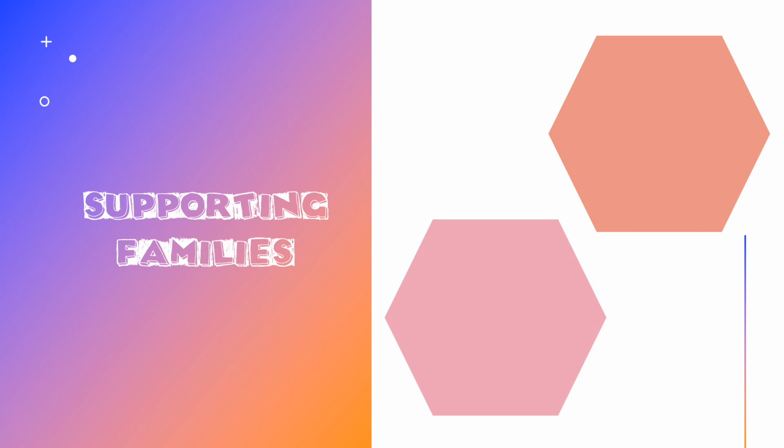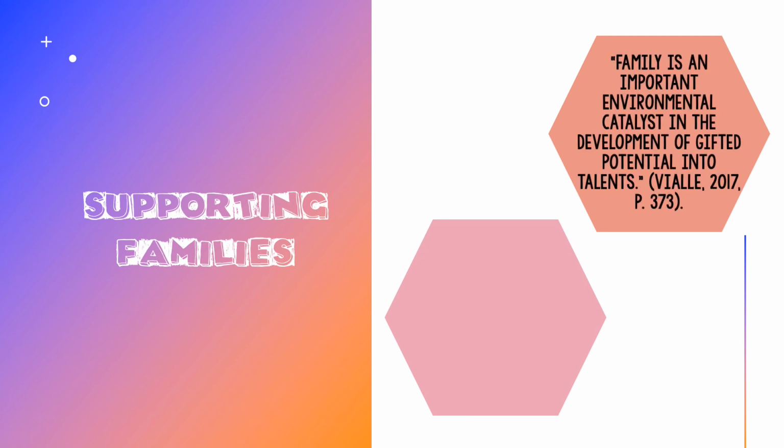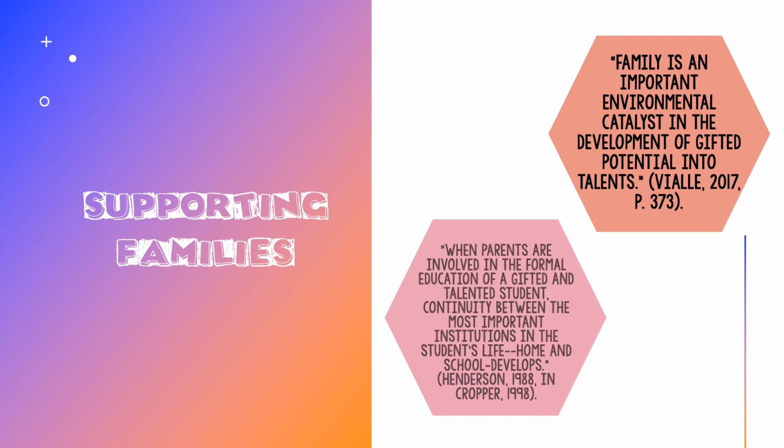Supporting families of gifted students is extremely important in addressing their needs. Family is an important environmental catalyst in the development of gifted potential into talents. Parents and guardians act as models of behavior for gifted students and are vital in fostering positive social development as they grow in their learning. When parents are involved in the formal education of a gifted and talented student, continuity between the most important institutions in the student's life, home and school, develops. Effective communication between home and school can be a vital piece of the puzzle in meeting gifted students' needs, both cognitively and social-emotionally.